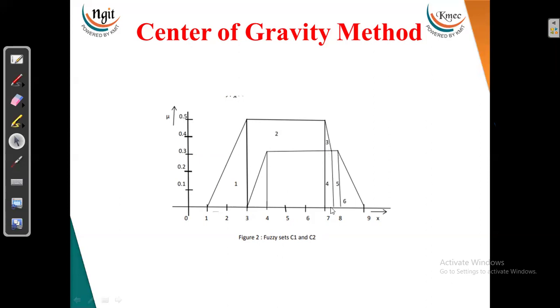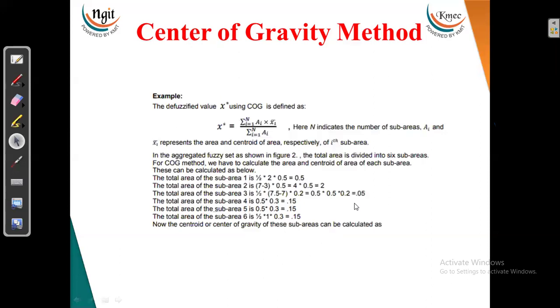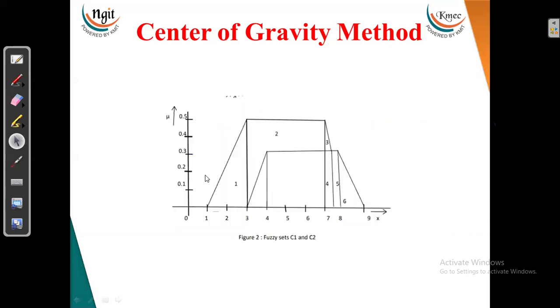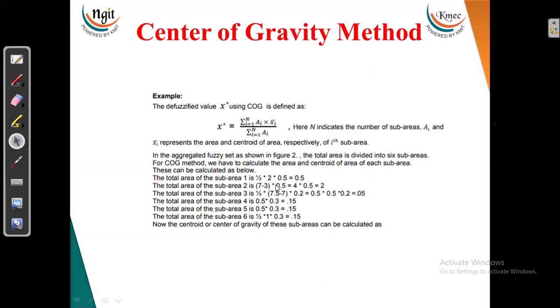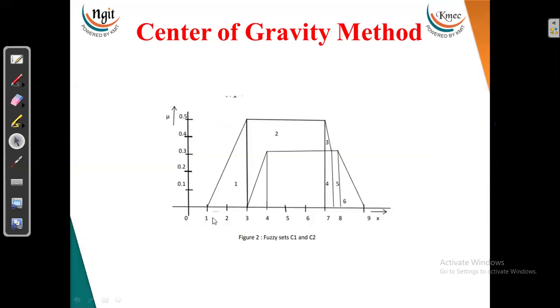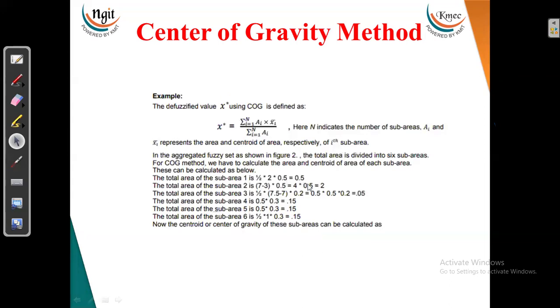3, 4, 5, 6. Now, how am I calculating here? Total area of subarea 1: half into 2 into 0.5. It is a triangle. So half, what is half here? 0.5 into, so total this is 2 and this is 1. Clear? So half into 2 into 0.5. Why 2? Here it is only 2 points. So half into 2 into this one. Height is 0.5. So this is your first part.